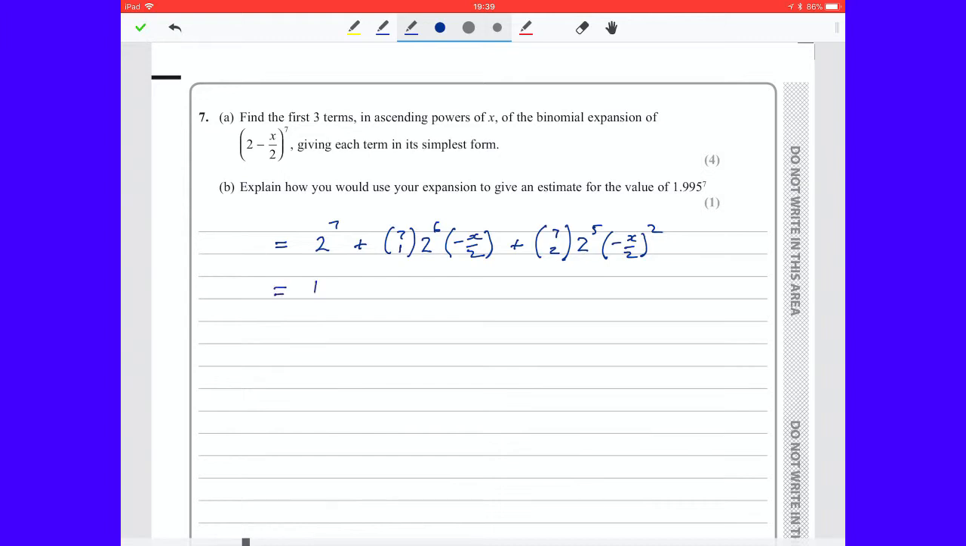2 to the power 7 is 128, plus the number of ways of choosing 1 from 7 is 7. 7 times 2 to the 6 is 64, and then we still have to multiply by the minus x over 2. Plus 7C2, the number of ways of choosing 2 from 7, is 21, multiplied by 2 to the 5, which is 32, and then we've got minus x over 2, squared.